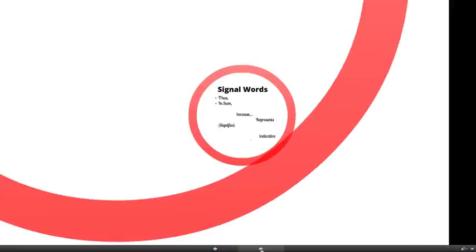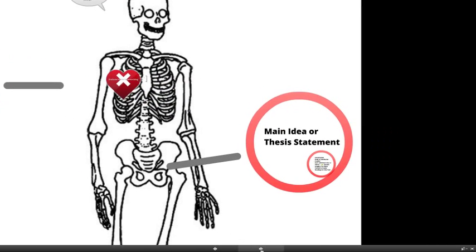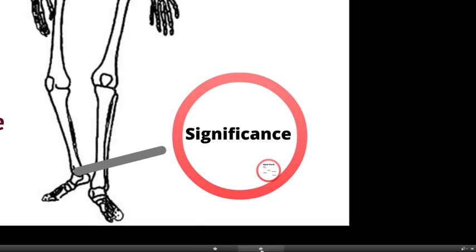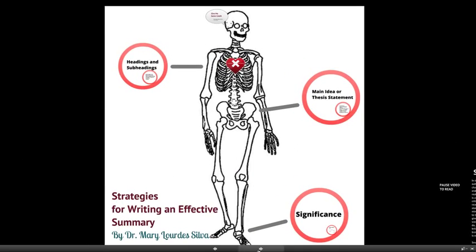Let's review. To write an effective summary, locate the headings or subheadings, or imagine that you had to write your own headings and subheadings if there aren't any. This is the backbone of the summary. Locate the main idea or thesis statement, whether it's clearly stated or implied, and state the significance of the source. Actively employing these strategies and reading successful models of summaries will send you on your way to writing effective summaries.